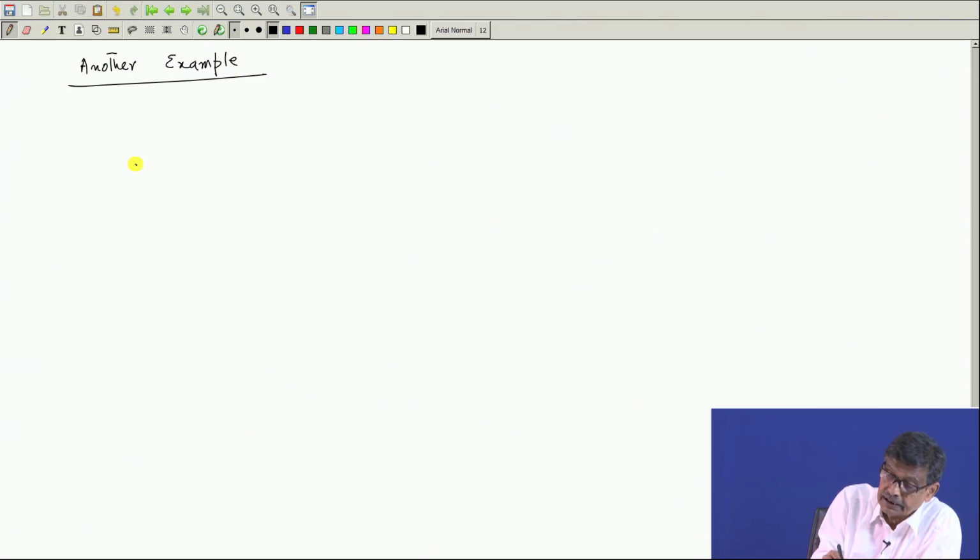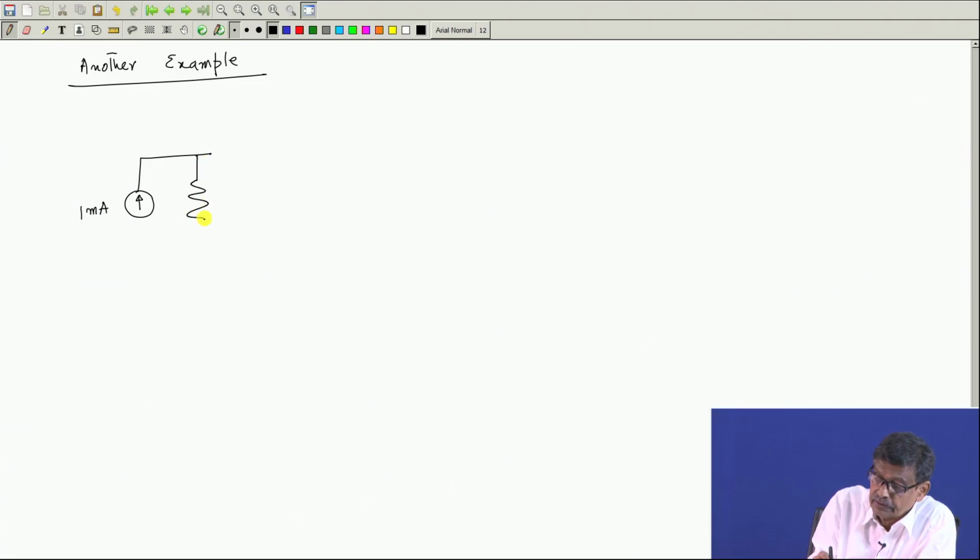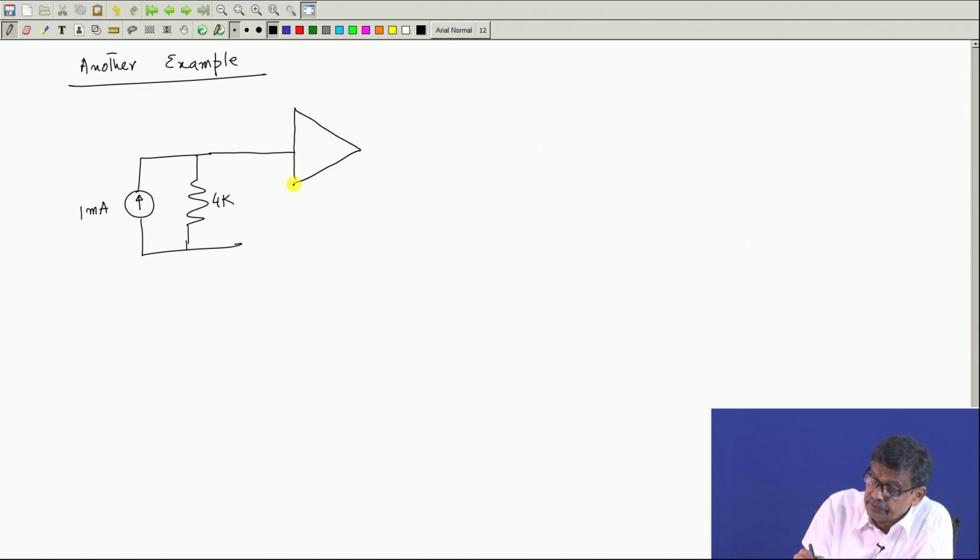The circuit goes like this. Here is a 1 milliampere current source, across which there is a 4 k resistor connected, and this one is fed to an op amp which is drawn like this, with this as plus.